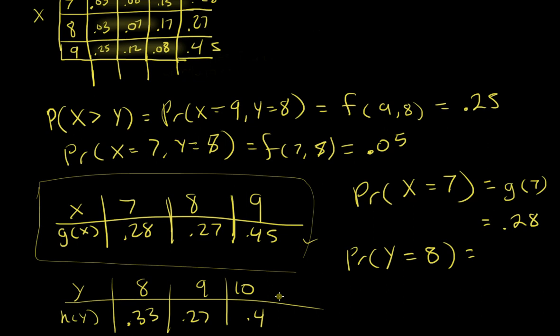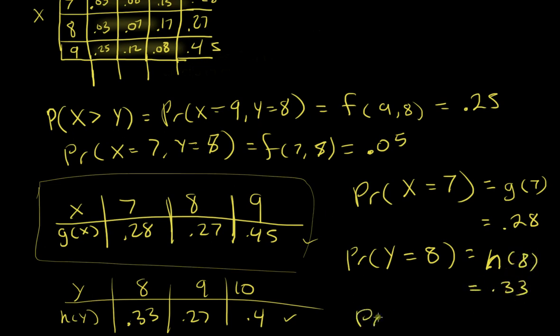Okay, so let me double check that. 0.33 plus 0.27 plus 0.4. Okay, good. That adds up to 1, so I'm good. All right, so now what's the probability y equals 8? This is h at 8, which is 0.33.